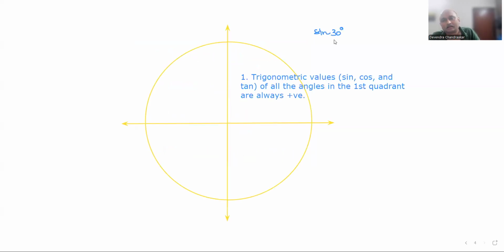So now sine 30 degrees. Since 30 degrees lies in which quadrant? In the first quadrant, right? So its value will be positive.